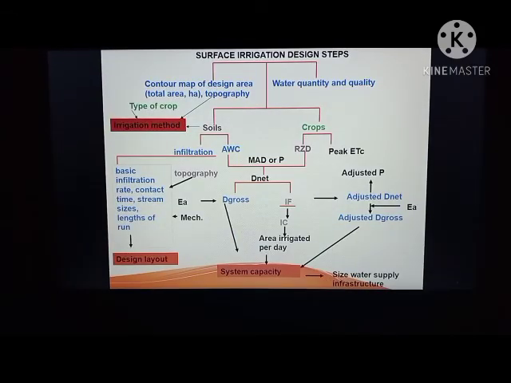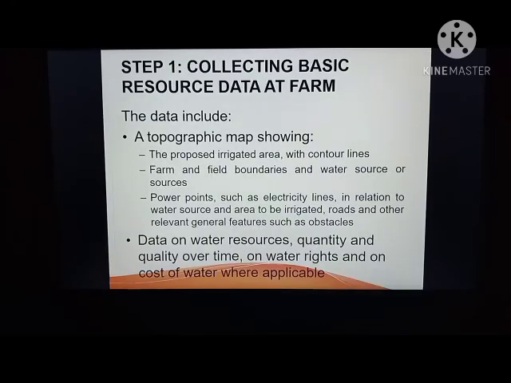Okay, the next one is the surface irrigation design steps. These are some we are going to discuss. And in step 1, collecting basic resource data at the farm.